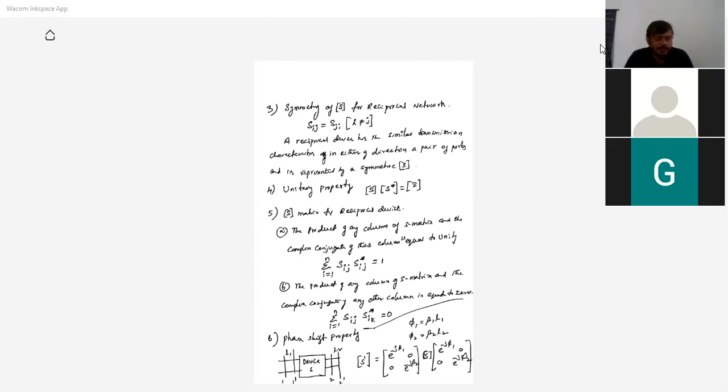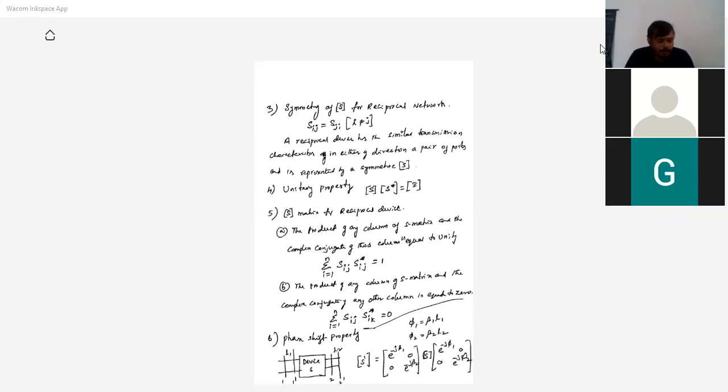Then the third property is the symmetry property. The symmetry property is Sij is equal to Sji, if it is a reciprocal network. Suppose power is applied at port 1, whatever power we get at port 2, if the reverse is also the same, whatever power applied at port 2 we get the same at port 1, then you can say port 1 and 2 are symmetry ports, and you can write S12 is equal to S21. So these two are the symmetry ports.